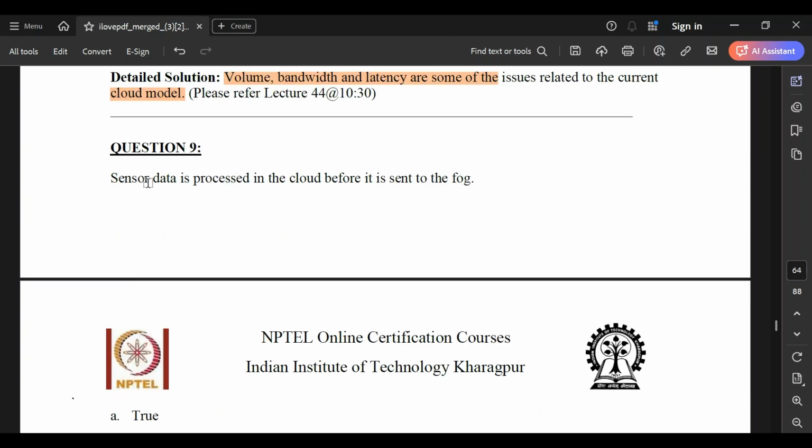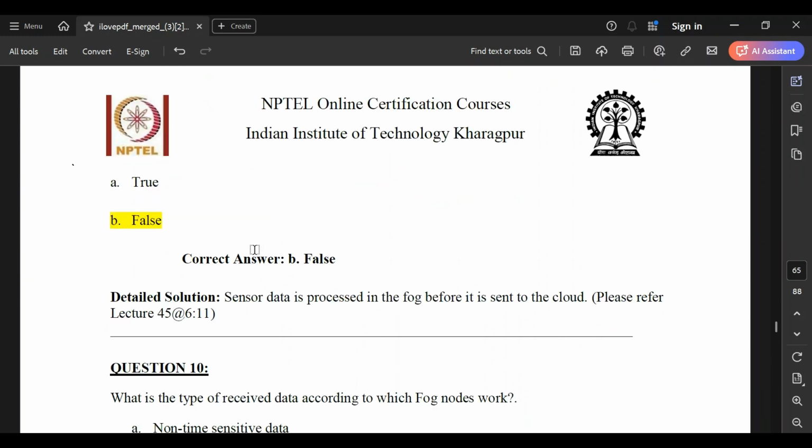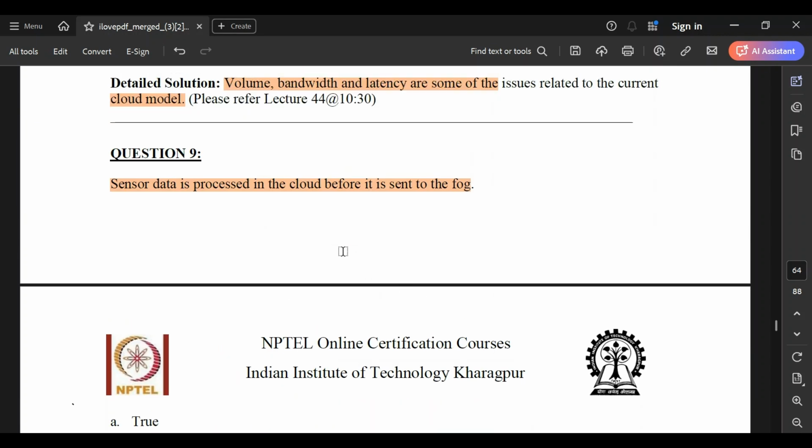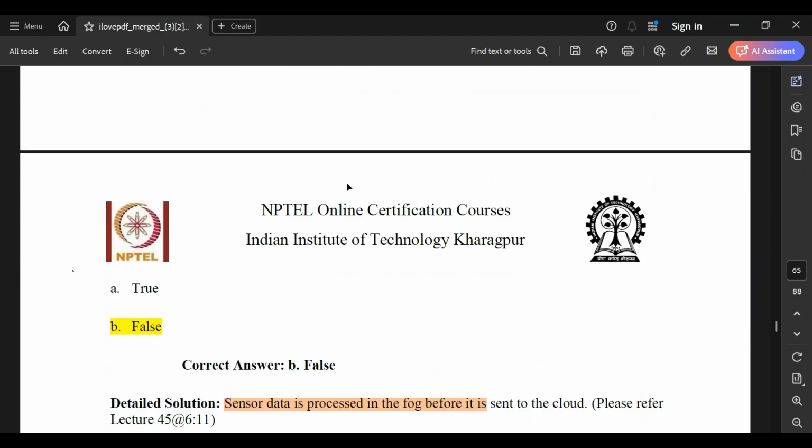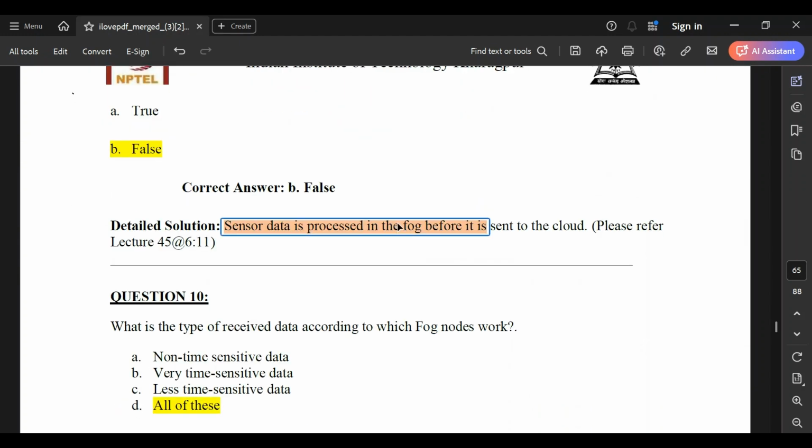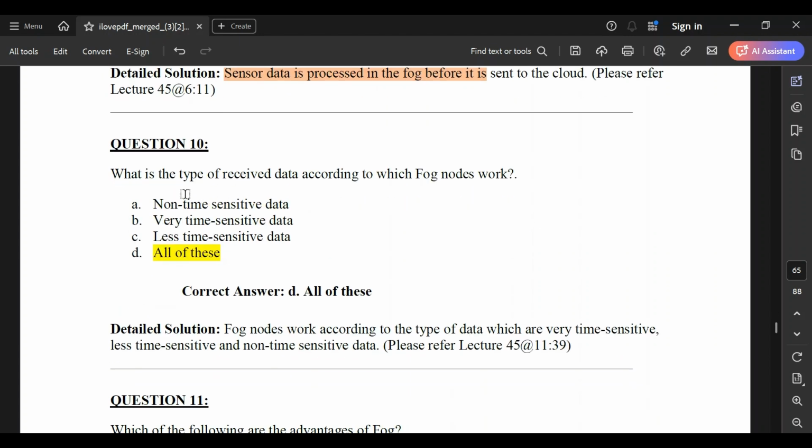And now the next question. Sensor data is processed in cloud before it is sent to the fog. So you can see it is false. Sensor data is processed in the fog before it is sent to the cloud, not just after. Here it is written that sensor data is processed in the cloud before it is sent to the fog. So you can see sensor data is processed in the fog before it is sent to the cloud.